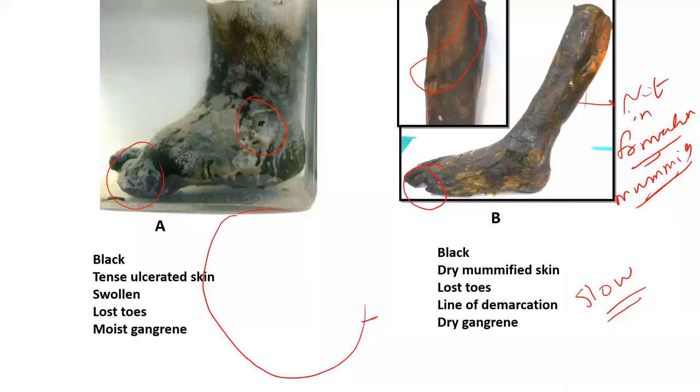So in dry gangrene we have black, dry, mummified skin, lost toes, and a line of demarcation. In wet or moist gangrene, it is black in color, has tense ulcerated skin, swollen, lost toes, and no prominent line of demarcation. This line is not very well developed.